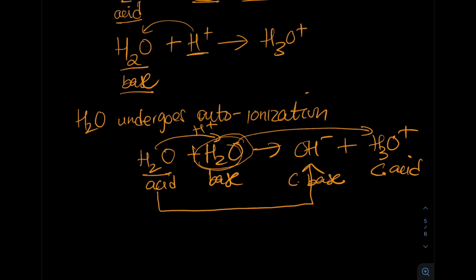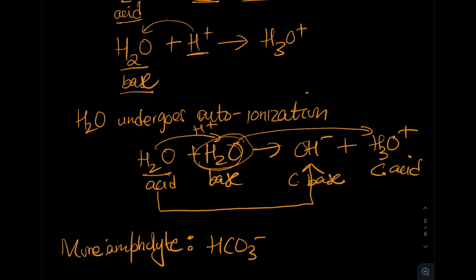Guys, there are more ampholytes. Once a substance can act as a base and as an acid, we call it an ampholyte. Let's look at HCO3 minus. This HCO3 minus can donate the proton that it has, or it can accept another proton, because it has space for one and it has one proton that it can still donate.